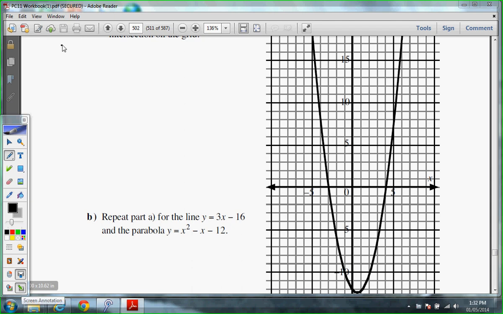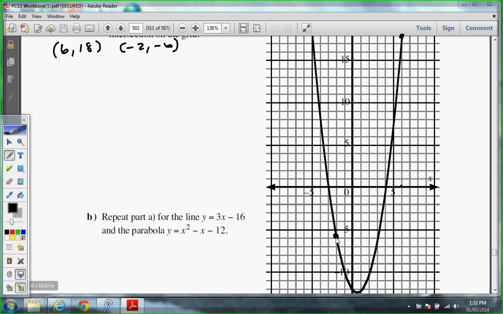So again, we got 6, 18, negative 2, negative 6. Okay, so if I go 6, 18, here's 6 right here. I'm going to move up. There's 18. Another point, negative 2, negative 6, 2 down, down to 6.